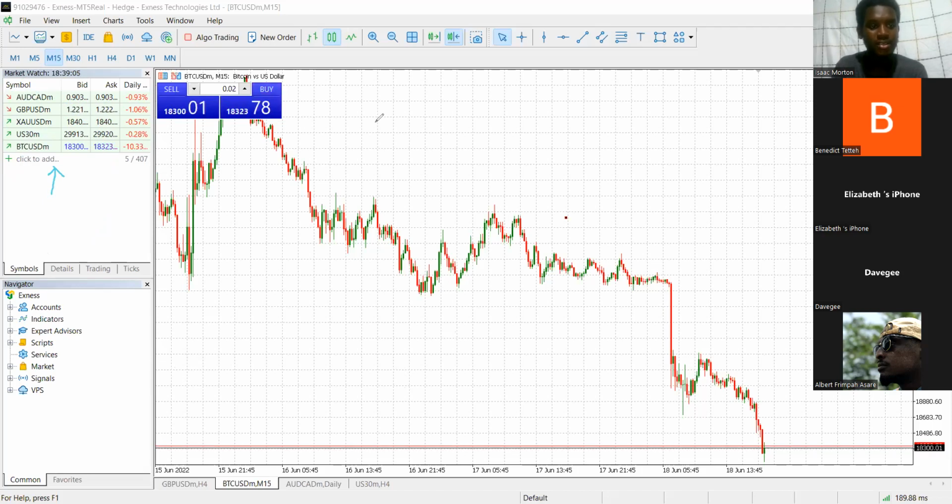So how do we know that the currencies are paired together? Most of the time, you're going to find the abbreviations for the currency. So let's say we are having GBP, which represents the Great British Pound.